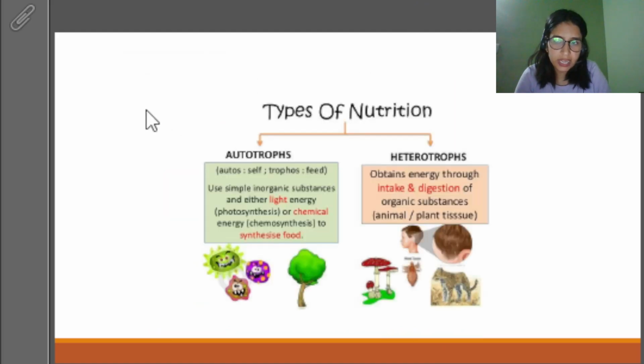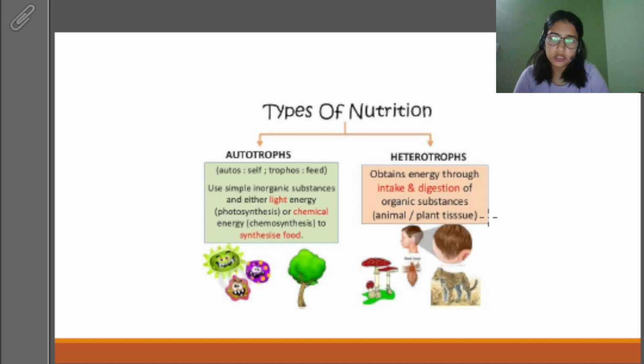So we'll be moving forward, and here we can see the types of nutrition that we have already discussed, that is autotrophs and heterotrophs. Auto basically means self and trophs means feed. They feed themselves, and in this category we have plants that use simple inorganic substances and light energy. Photosynthesis is the process in which light energy, water, and carbon dioxide are utilized to form food in the case of plants. Or we can say chemical energy is used to synthesize food.